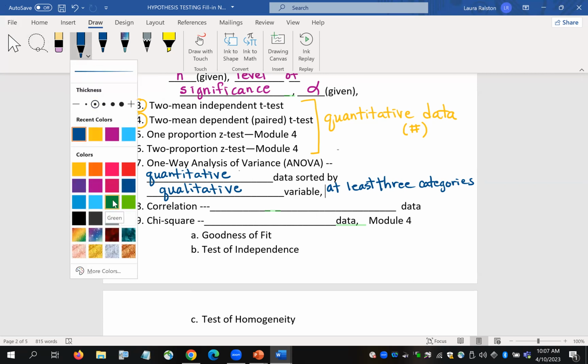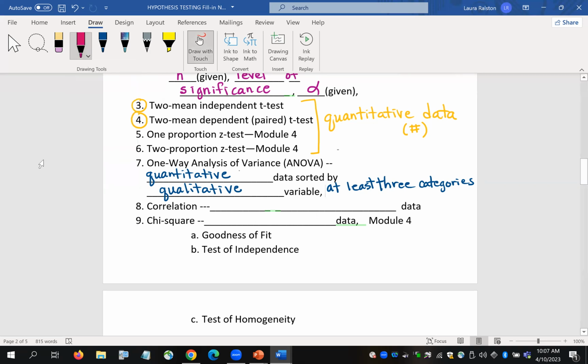We will also talk about correlation. Correlation deals with what we call bivariate quantitative data. Bivariate, bi meaning two, so two variables. So correlation, we usually have two variables, both of which are numbers, because remember, quantitative data is numbers. So usually with correlation, we're looking at two numbers in relationship to each other.